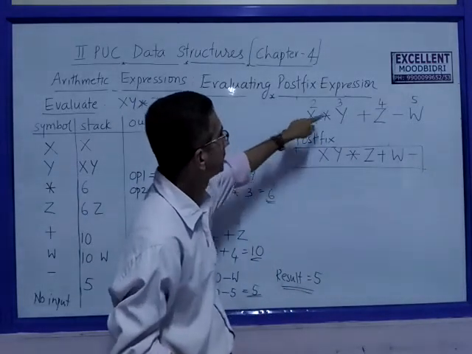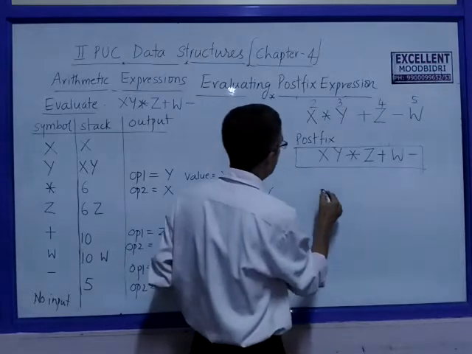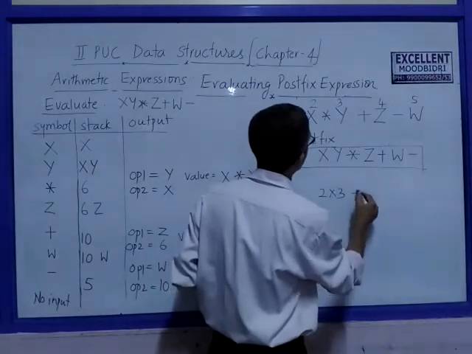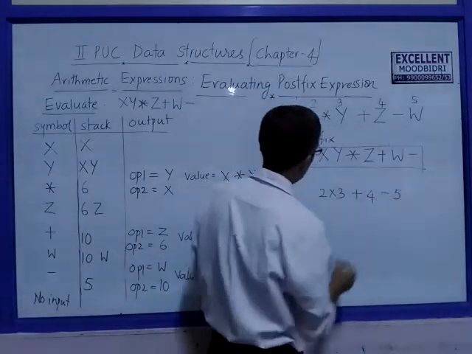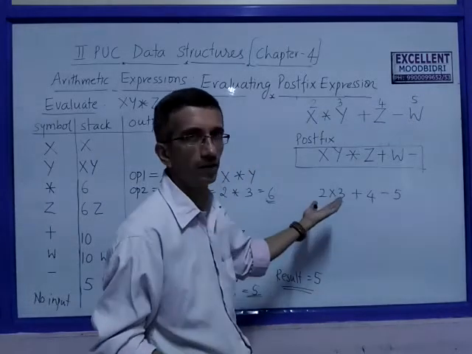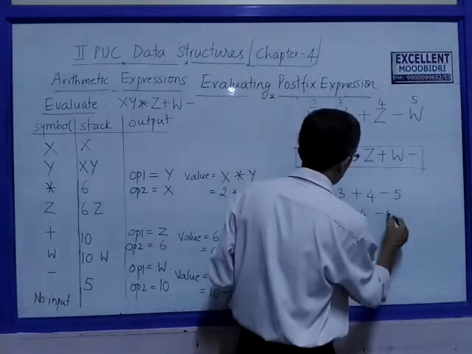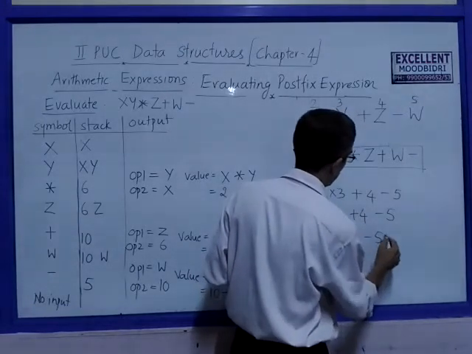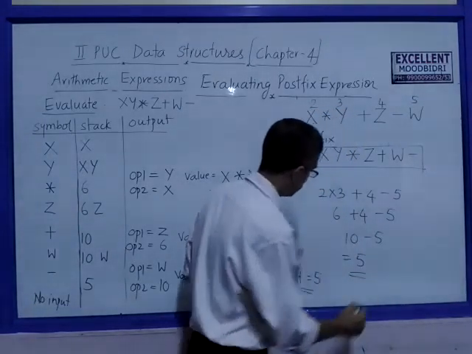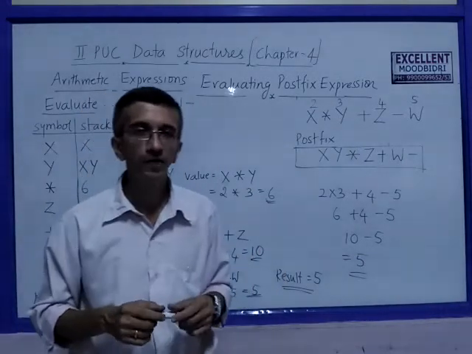Substitute here x into y. 2 into 3 plus 4 minus 5. First evaluate 2 into 3 because it is higher rank. So 2 into 3 is 6, plus 4 minus 5. It is 10 minus 5 is equal to 5. So that is what you are getting from the evaluation of the postfix.